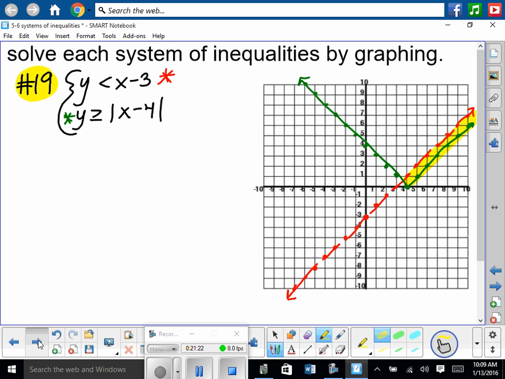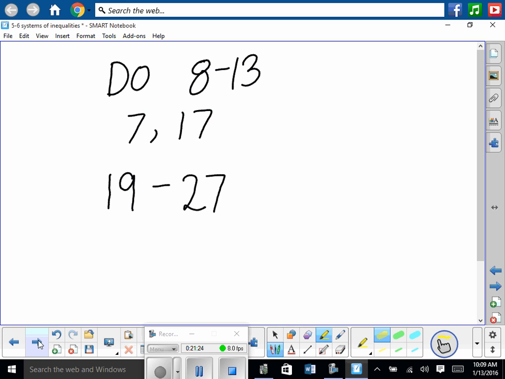No, we're good. Okay, so these are what's required of you and do tomorrow. Only the problems, 8 through 13, 7 and 17, and also 19 through 27. 25. Yes. 19 through 25. So, ready, set, go.